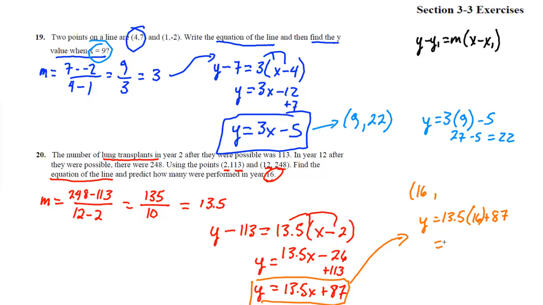And let's go ahead and punch it in the calculator. I'm going to punch it in on mine. You can punch it in at home as well. 13.5 times 16 plus 87. And we end up with y equals 303. So that means in year 16, we would predict, based on this information, it's 303. Cool. Excellent.